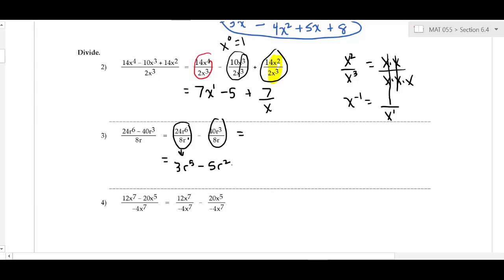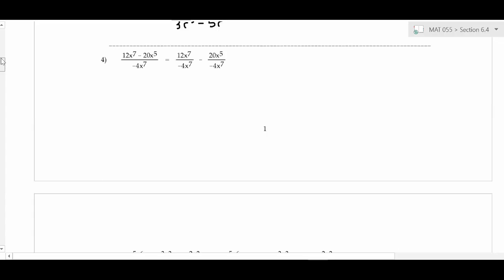5r to the 2nd, good. Okay, there's 2 more r's on the top than there is on the bottom. That should be really logical to you. That kind of helps you understand the y part of this.